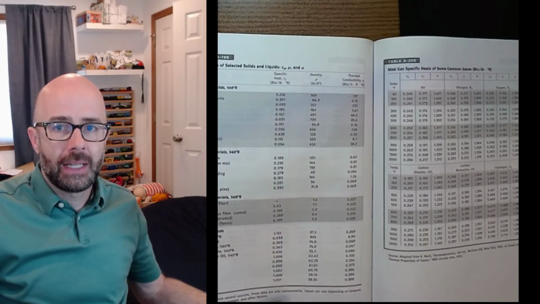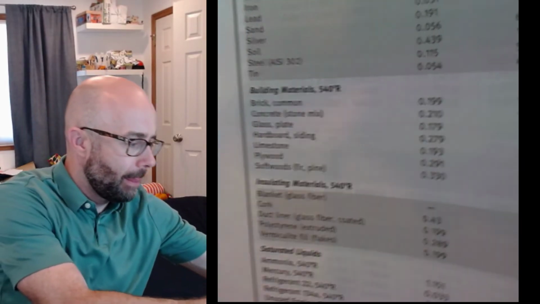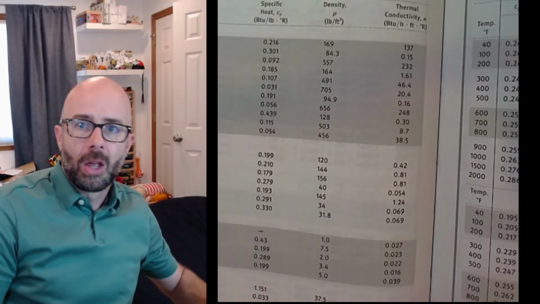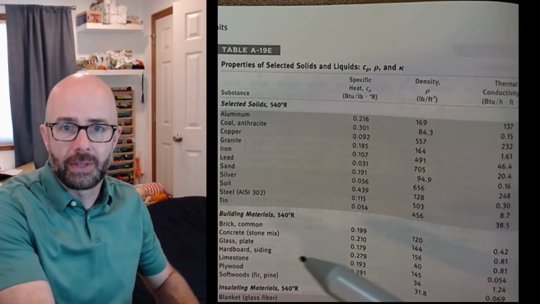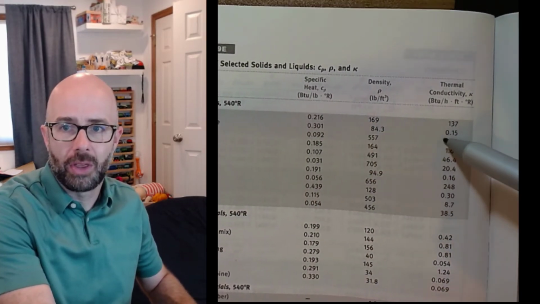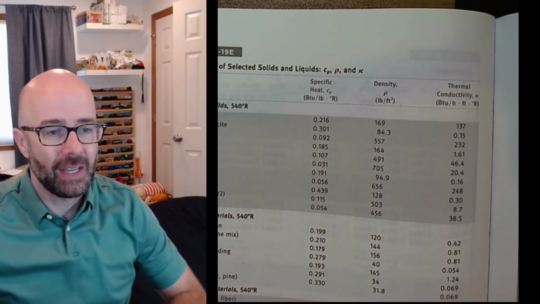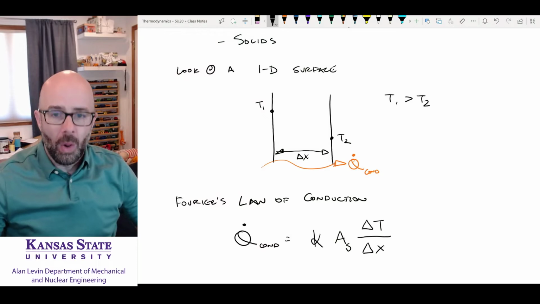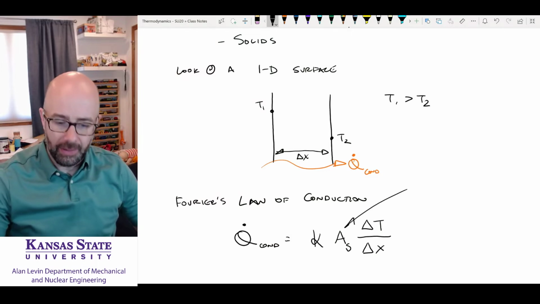Here's table A19. You can see it's a little blurry here. I need to make this a little bit closer. Thermal conductivity, K, is going to be in this last column, and it gives you values for some solids. So that's where our thermal conductivity is. I have them both in English and in SI units. Now I want to make sure that we know this area, the surface area.